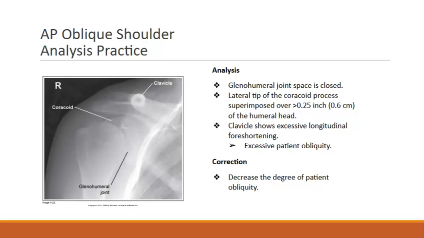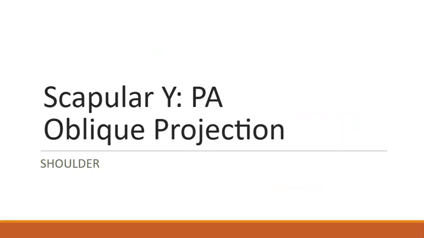In order to take corrective action, we need to decrease the degree of patient rotation in order to get a more accurate AP oblique shoulder projection. Now let's move on to the scapular Y, PA oblique projection.